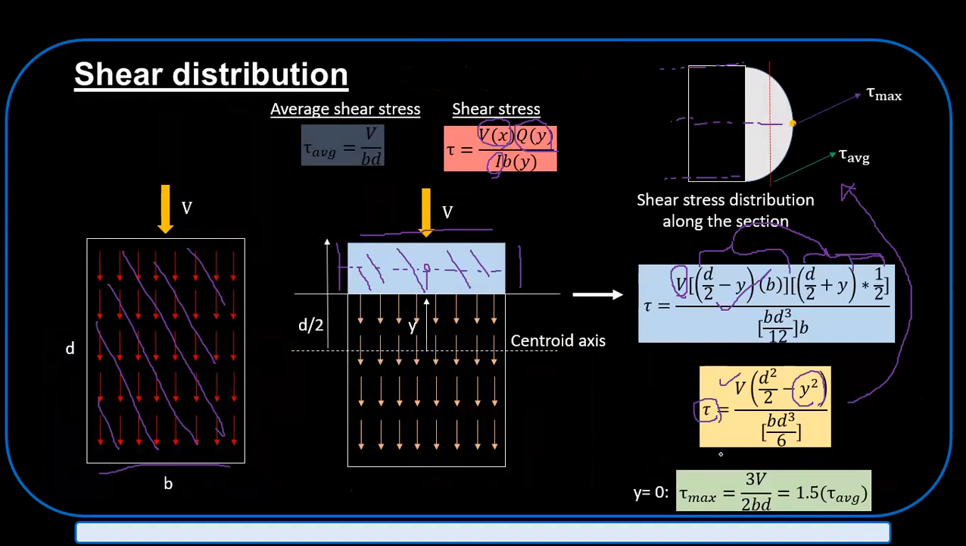So you can take that maximum value when y equals 0. It is 3V over 2bd. That means 1.5 times the average shear for a rectangular section. This might not be the same for another section, right? But you can derive it from first principles.